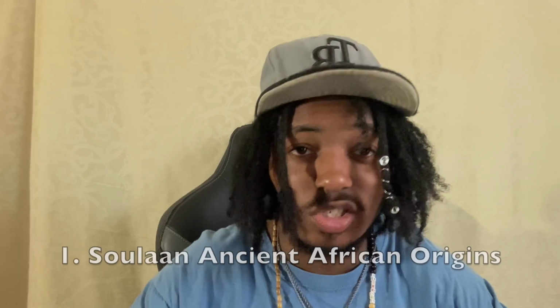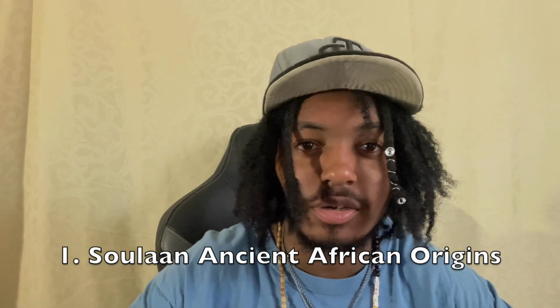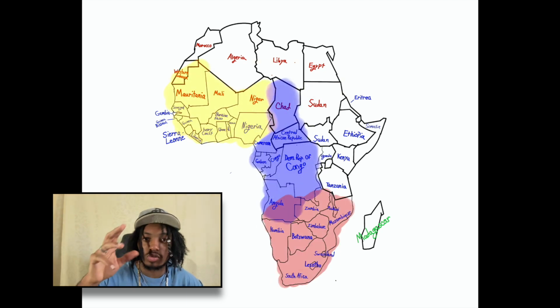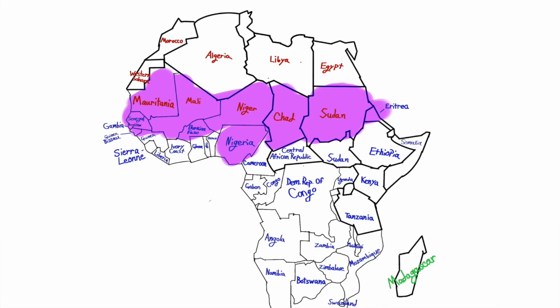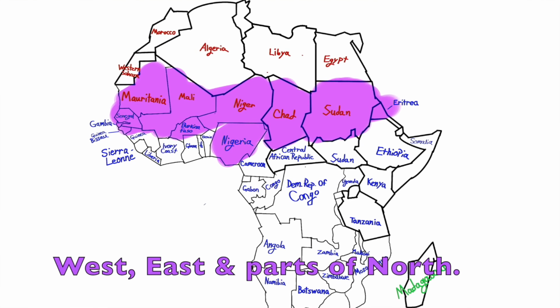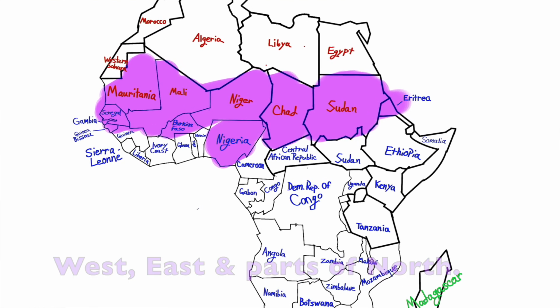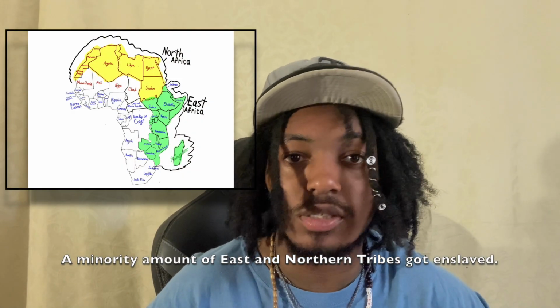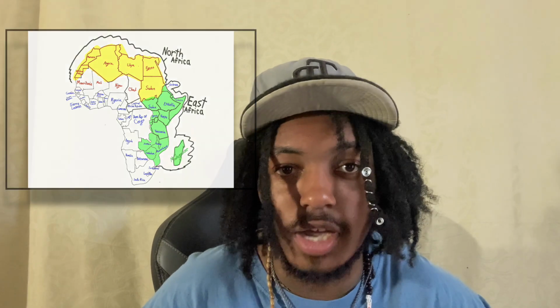What we know is that Soulaans, also known as African Americans, descended from various different ethnic tribal groups from Africa. These African tribal ethnic groups that Soulaans descended from mostly take place in Western, Central, and Southern Africa, including the Sahel regions, which stretches from Western to Eastern Africa. But there are a smaller number of African American Soulaans that descended from Eastern Africans and Northern African tribes.